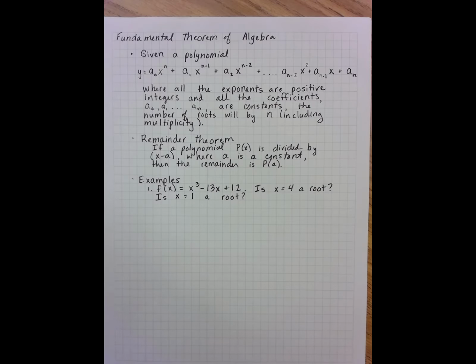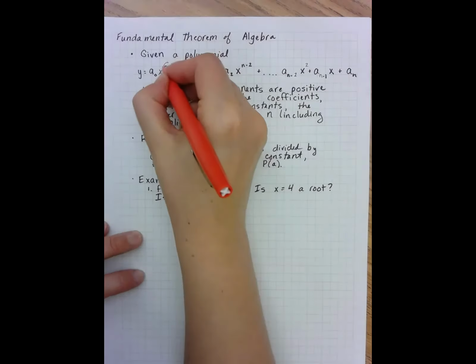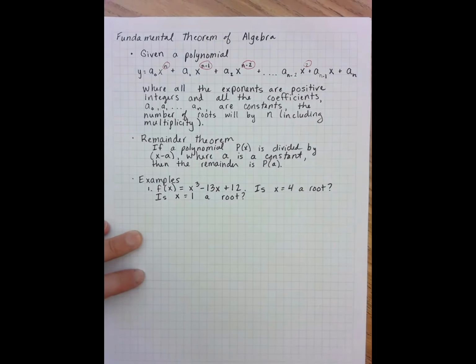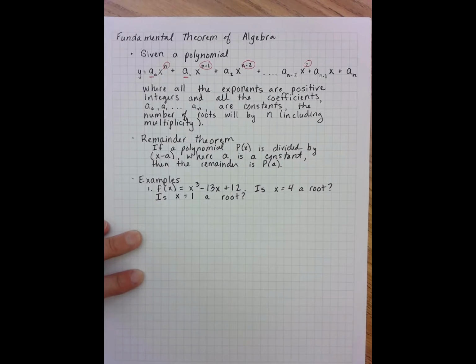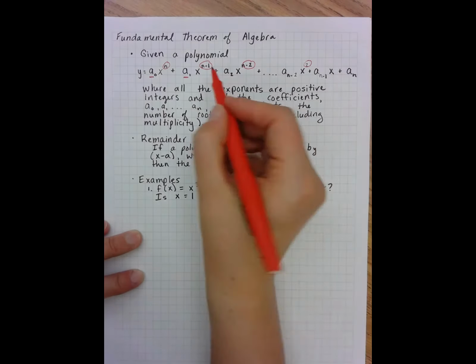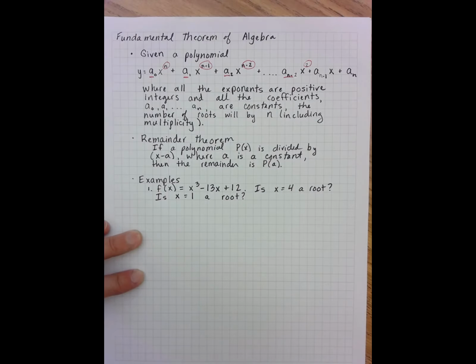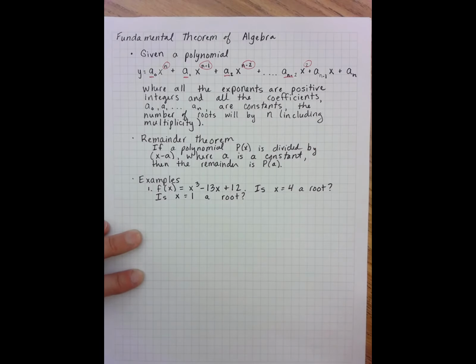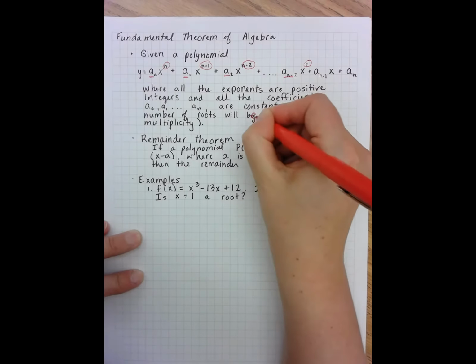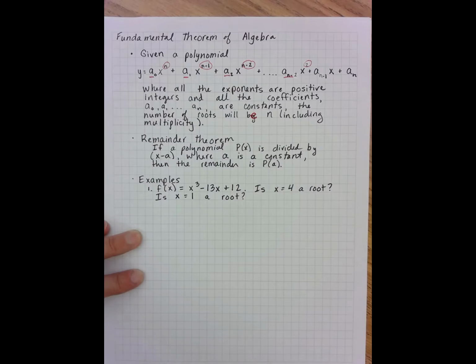These notes are on the fundamental theorem of algebra, which has two pieces. First, given any polynomial where all of the exponents are positive and all of the coefficients are constants, the number of roots will be n, including multiplicity.